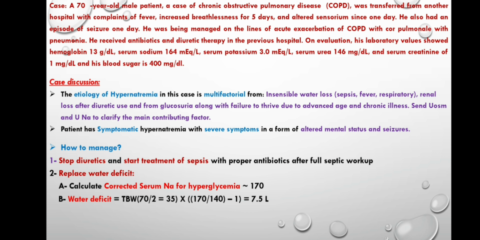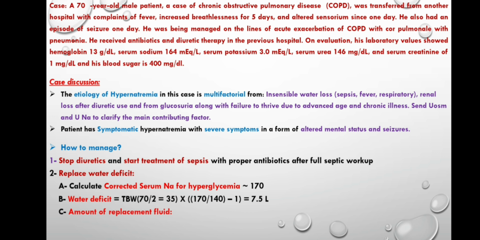Here the patient is old, so the total body water is half, or 50%, of his weight. If you consider his weight is 70, I didn't mention it in the case, but consider the patient weight is 70, so 70 divided by 2 is 35. So the total body water in this patient is 35, multiplied by the serum sodium, which is 170, divided by 140, minus 1. If you calculate it, you will find it is 7.5 liters. So the water deficit here is 7.5 liters.